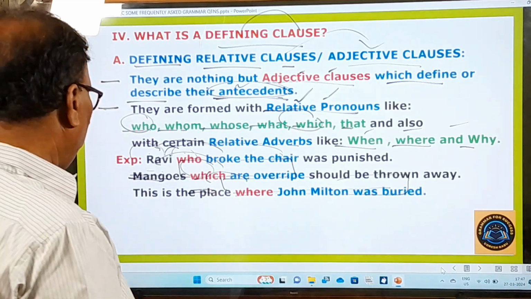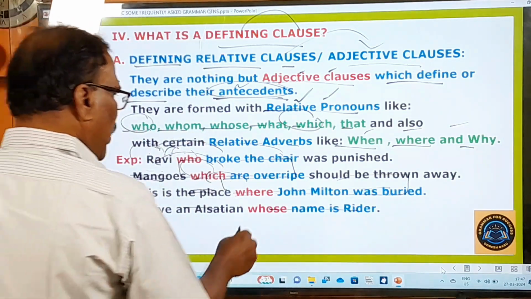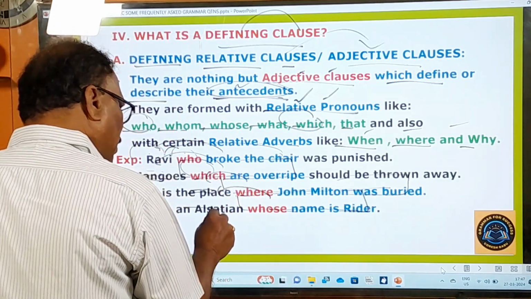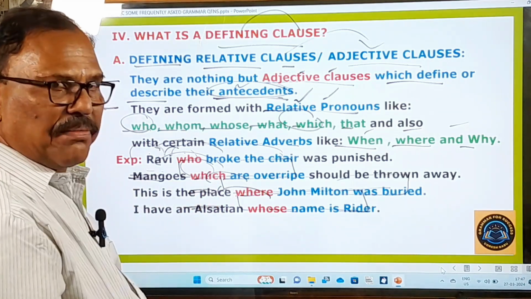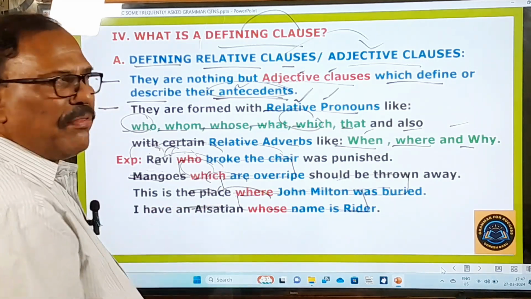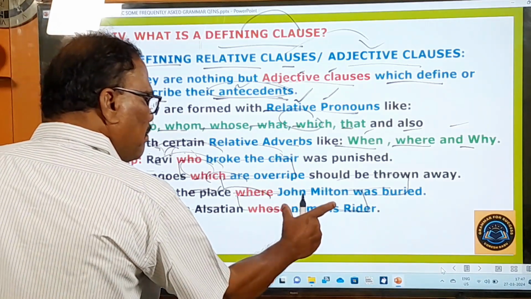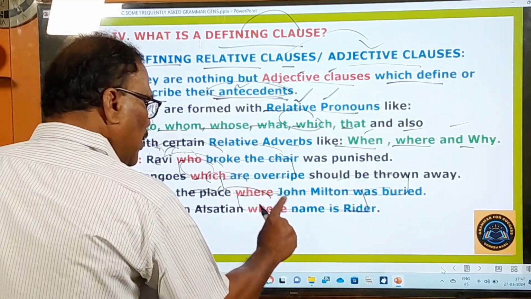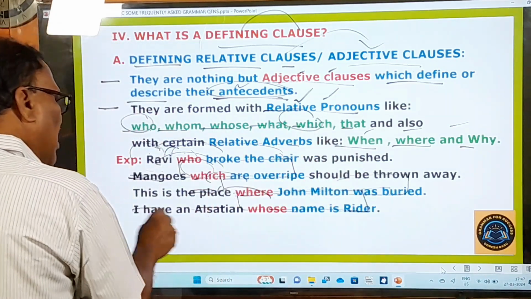So easy, so interesting. And I have an Alsatian whose name is Ryder. So here, this is the defining clause. What is this adjective clause doing? It is describing or defining this Alsatian. I have an Alsatian. The name of this dog is Alsatian. This is one variety of dogs. You know that very well. I have an Alsatian, right? And this clause is describing this Alsatian. This Alsatian is an antecedent. And what is it doing? Whose name is Ryder? Deni peraithe Rydero ade. Alsatian na daggara undi.